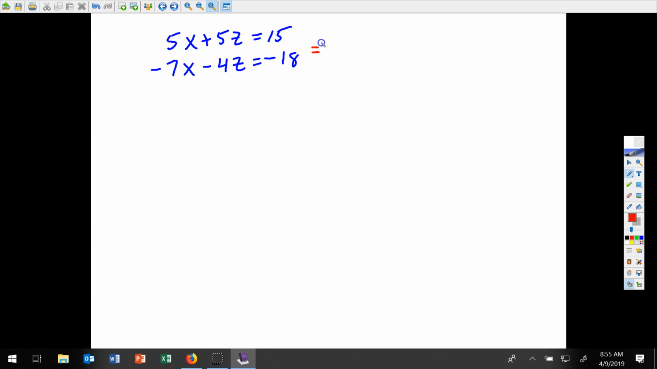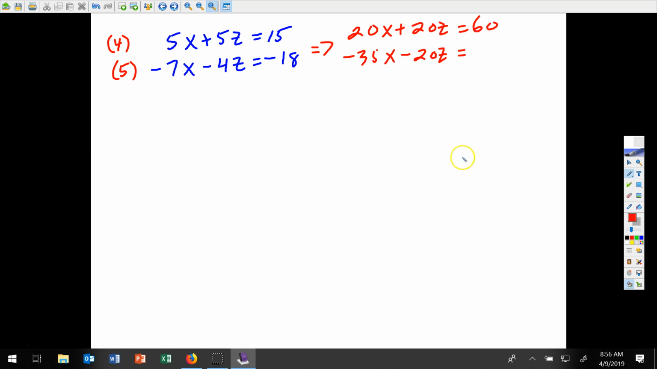Okay. Top by 4, bottom by 5. Okay, we'll go with that. So multiply the top by 4 all the way across. 20x plus 20z is 60. And on the bottom by 5, negative 35x minus 20z. Let's see, what is that, 90? 18 times 5? Negative 90.